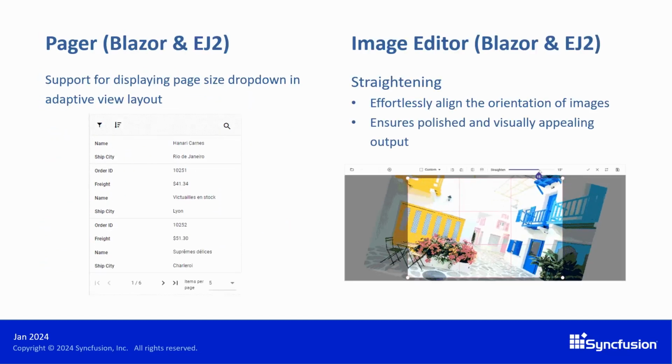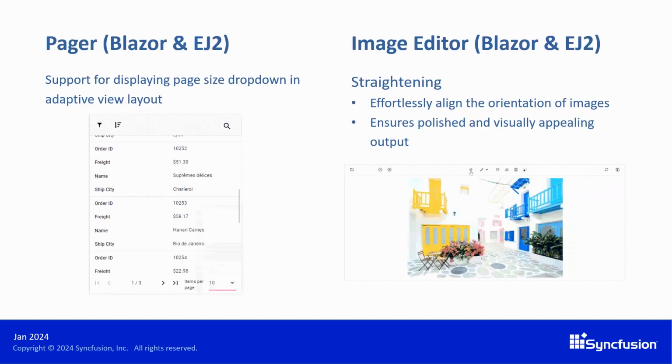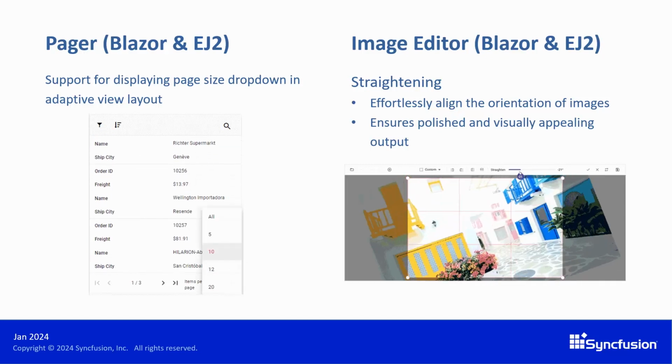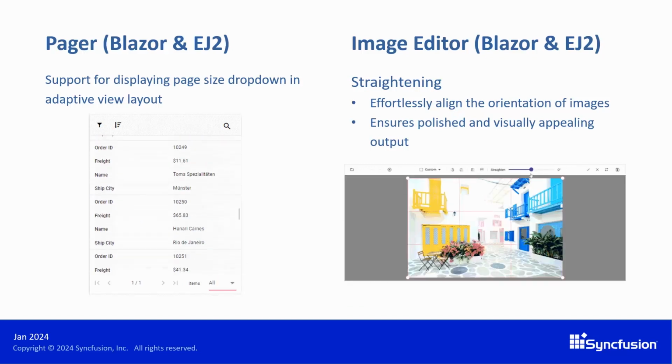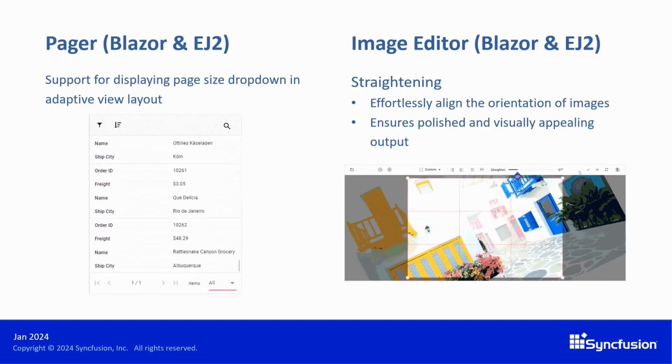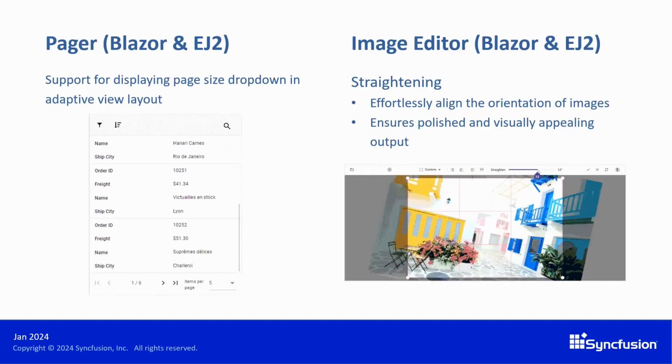Next, there is an update in the pager component. Now, the page size dropdown fits into the adaptive view layout based on the screen size of the mobile devices. Then, in the image editor, we have provided straightening support. Now, you can easily align the orientation of images, ensuring the visually appealing output.